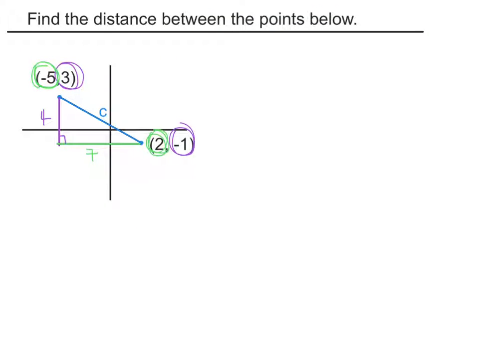Okay, so new example. Take a look, take it all in. I've got the point (-5, 3) up here, and I've got the point (2, -1) down here. Now look at what I've done. I have found the length of this side by comparing -5 and +2. So 5 to the left to 2 to the right gives me a length of 7. Now how did I find the 4? I went from the -1 to the 3. So 1 below to 3 above gives me a length of 4.